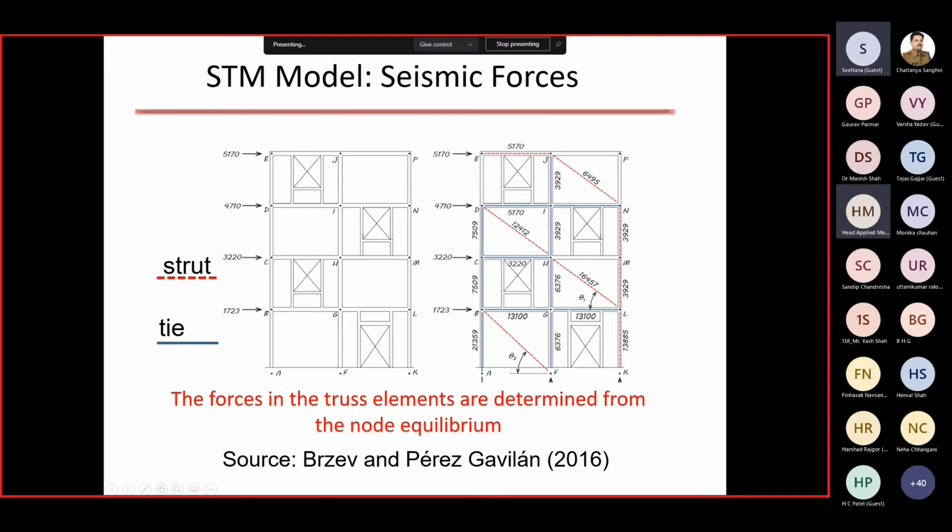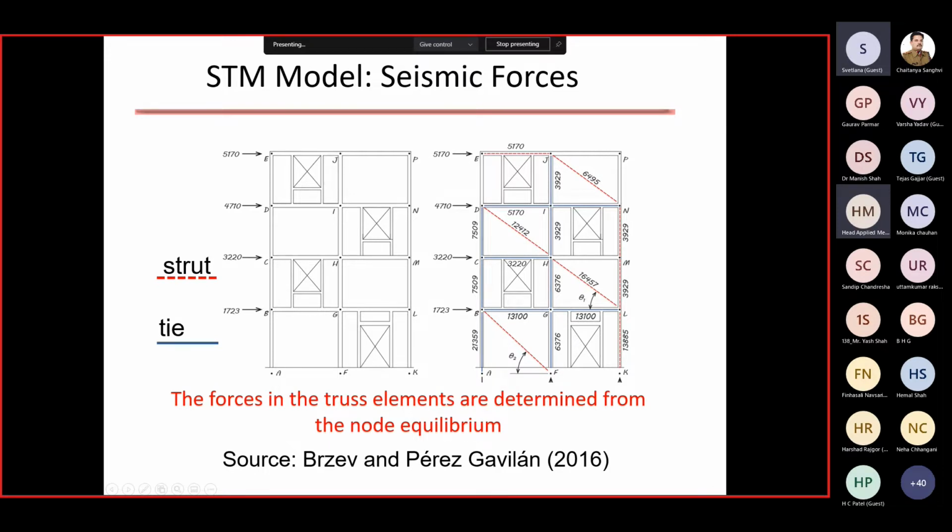Because the wall is not continuous. You cannot have a vertical column here, or you cannot have it anywhere because it's not continuous. So this strut and tie model is a way out if you don't have that. Now the question is, can you always see where the struts, these diagonal struts, and where the ties are?